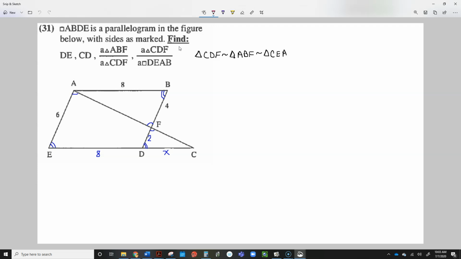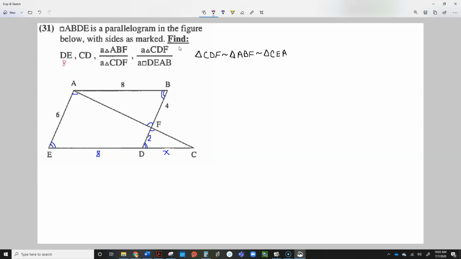DE was 8 because this says that this is a parallelogram. We know that opposite sides of a parallelogram are congruent. So I found this right here to be 8. And then they want me to find the length of CD. Again, if this side is 6, this is a parallelogram, so this side right here has to be 2. So I'm going to find this one.